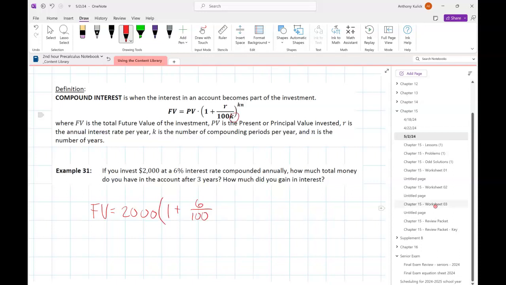Now the K here is a new parameter. That's the number of compounds inside of 1 year. So if it's annually, just 1. If it was compounding monthly, the K would be 12. If it was compounding daily, 365. If it's compounding quarterly, how many quarters are in a year? 4.